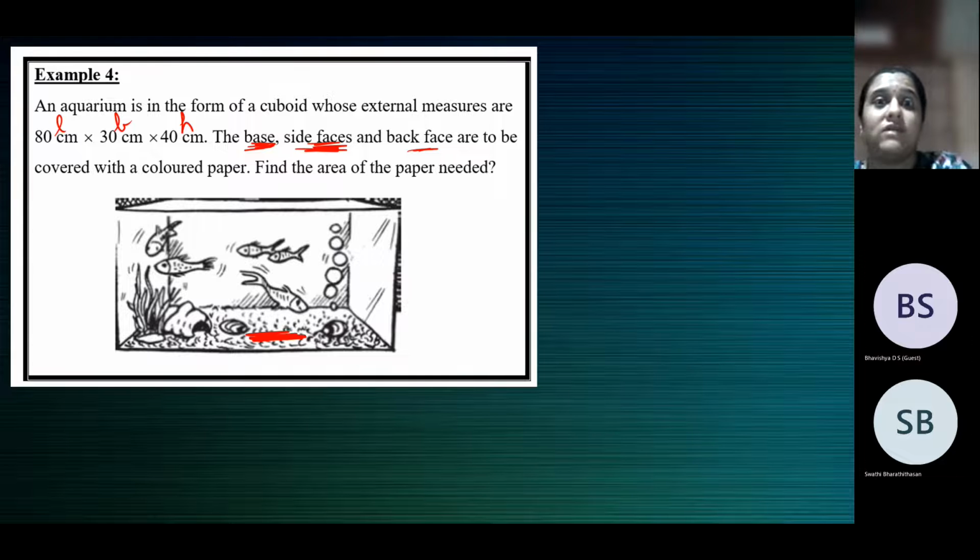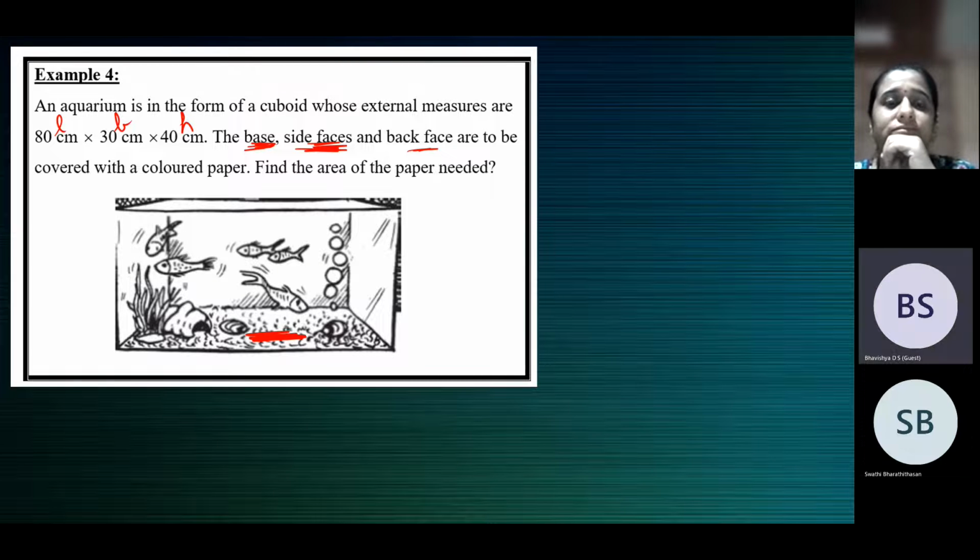You cannot use... there is no formula like that. So how do you find the area? How do you find the base area, children? How do you find the base area? Mom, L into length into breadth. L into B. Very good.